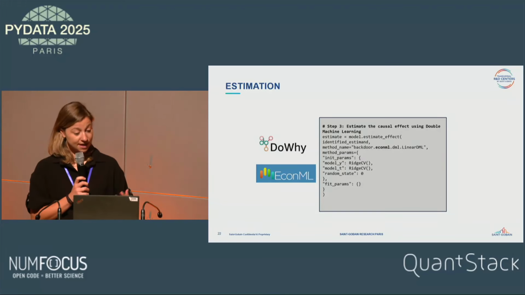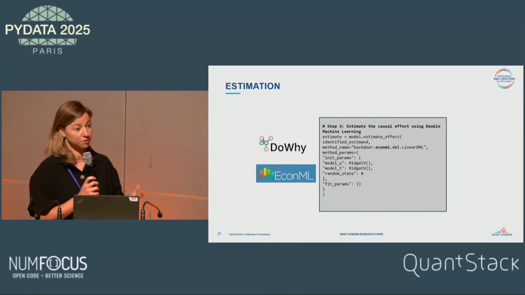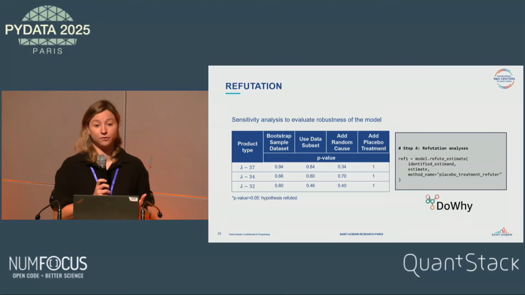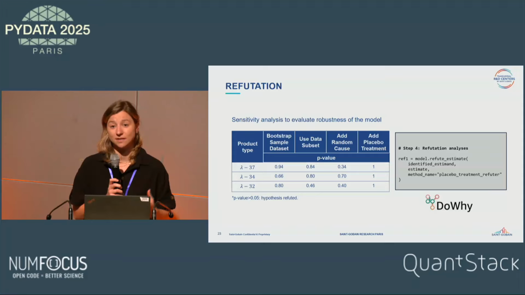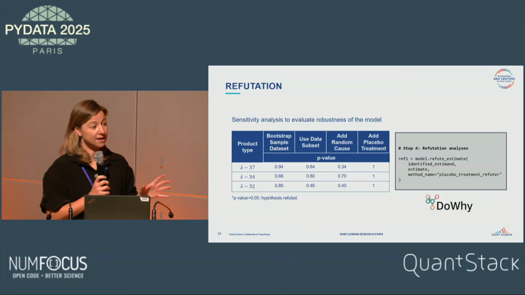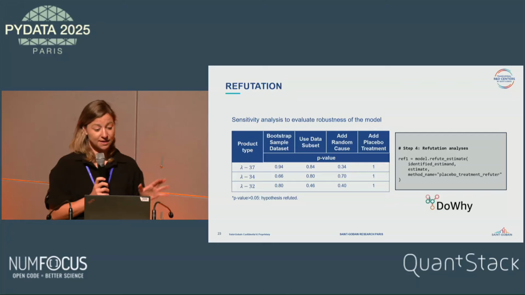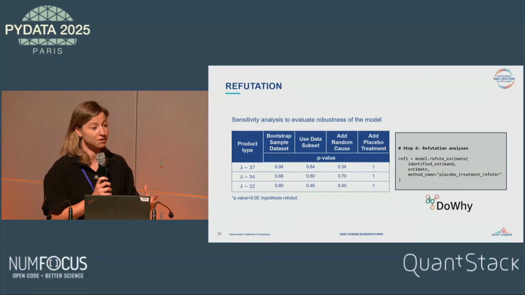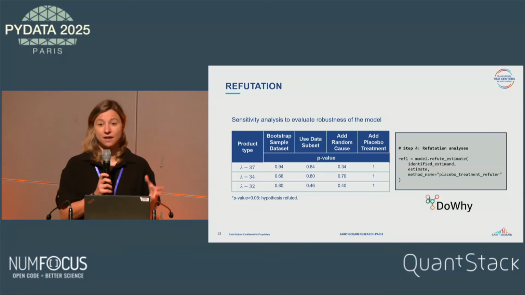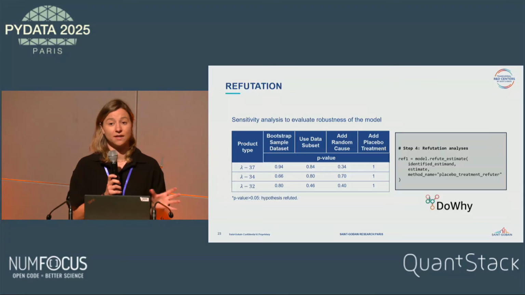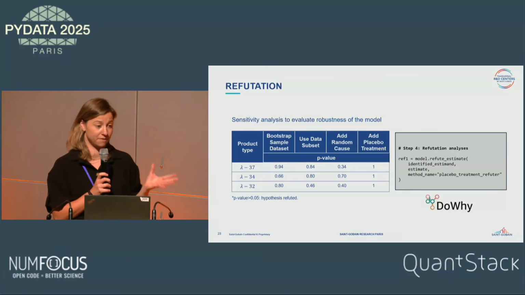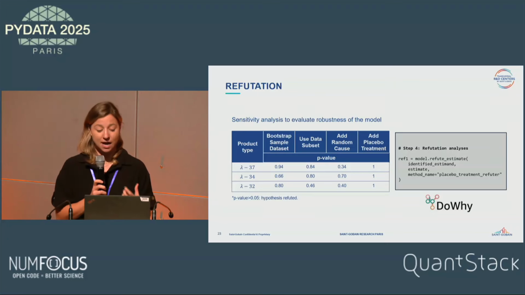So this is the estimation, but then you have to validate your model. As I said, to validate the model, we have to do a sensitivity analysis. What does it mean? I have my model with the input parameters, and then I change the input parameters a bit. For example, I can add a random cause, a placebo treatment. I can use just a subset of data, and I want to understand if the model is robust or not to these little variations, because we would like the model to not be sensitive to all these variations. This is why it's called sensitivity analysis.